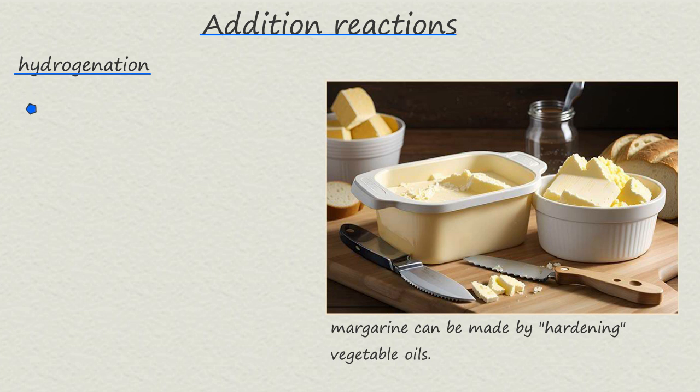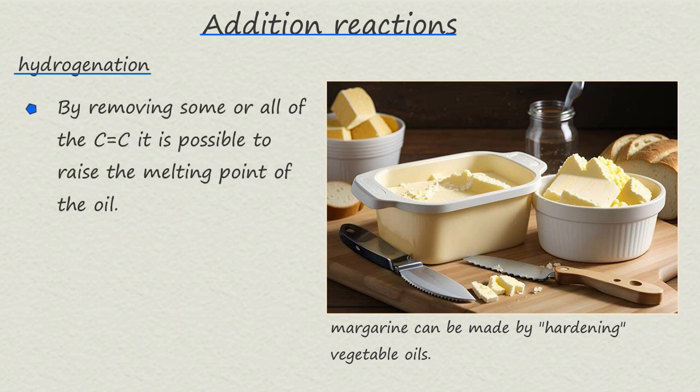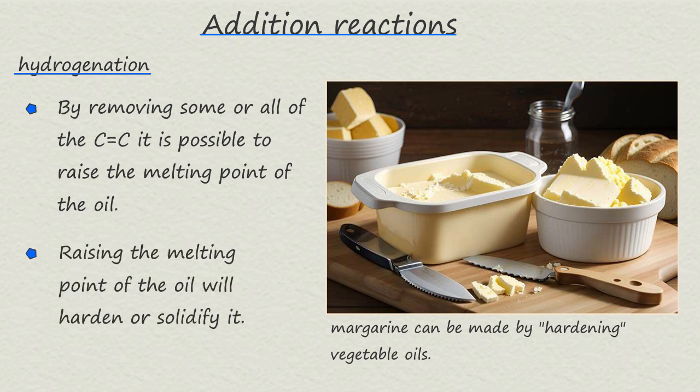However, by simply removing some or all of these carbon-carbon double bonds by adding hydrogen to them, it is possible to harden the oil, that is to raise its melting point, so that it turns into a semi-hard solid such as margarine.